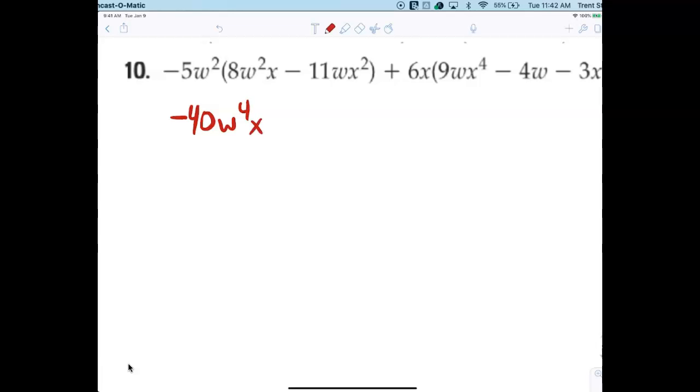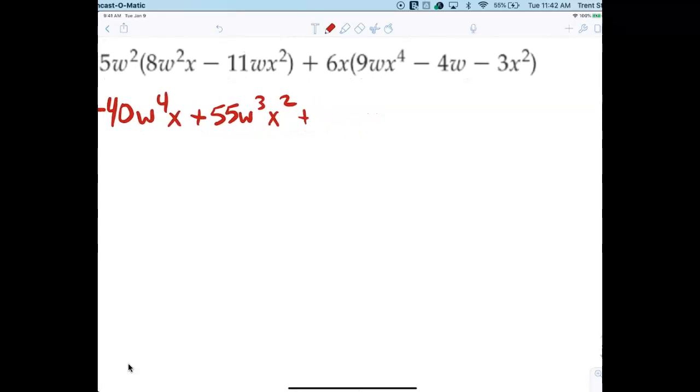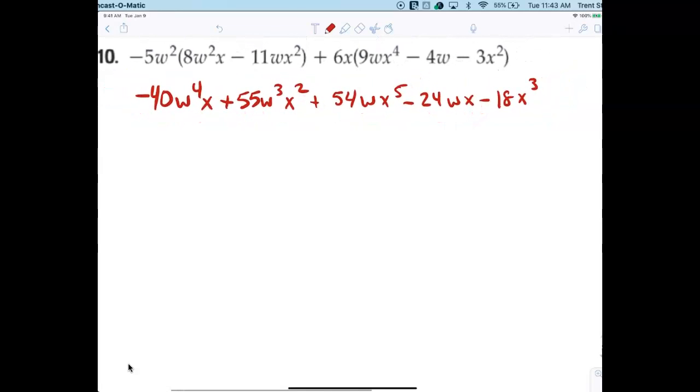plus 55w to the what? Third. Good. x to the second. Good. Then you go plus 54w x to the fifth. Good. Minus 24w x minus 18 x to the third. Yep, that's exactly correct.